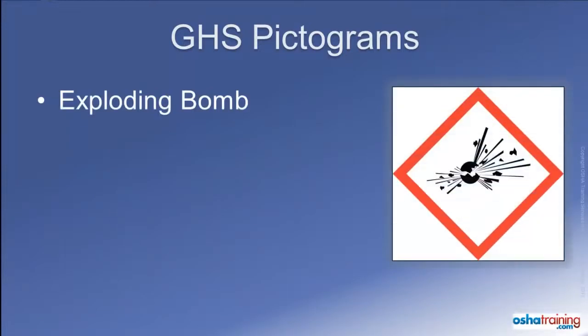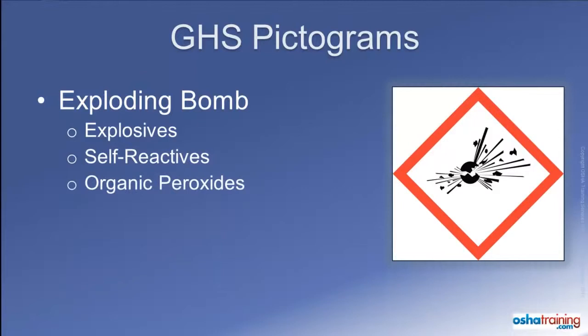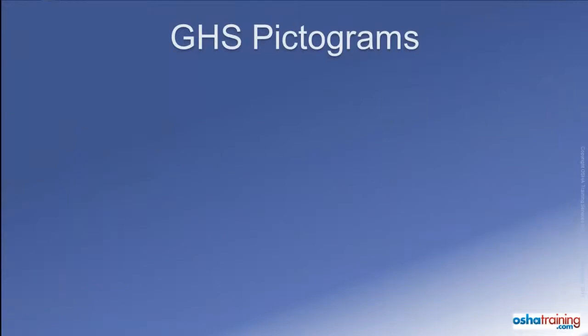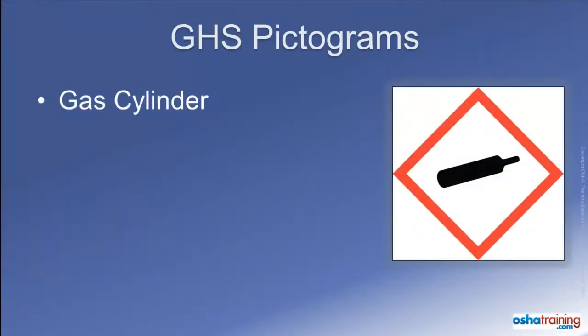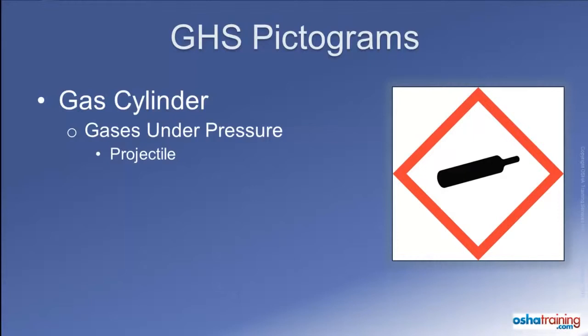The third pictogram depicts an exploding bomb and appears on products that are explosive. It can also be found on labels for self-reactive products and for organic peroxides. The compressed gas cylinder will appear on labels of cylinders of compressed gas under pressure. Care must be taken when handling these cylinders because in the right conditions, a broken regulator or valve can cause the cylinder to become a projectile.